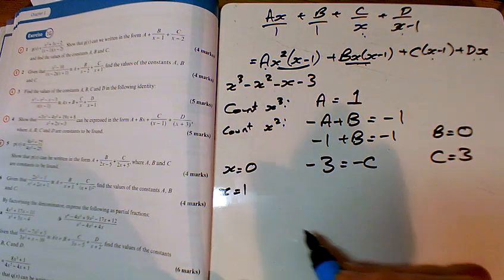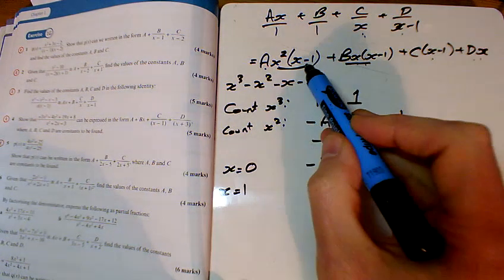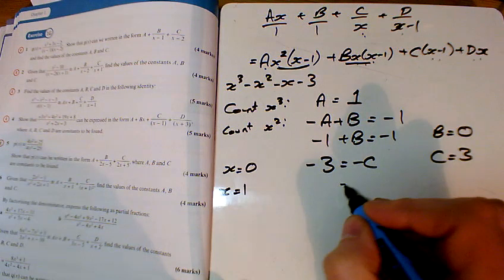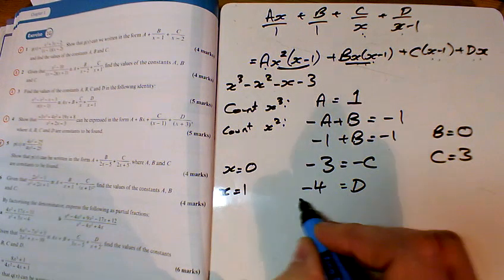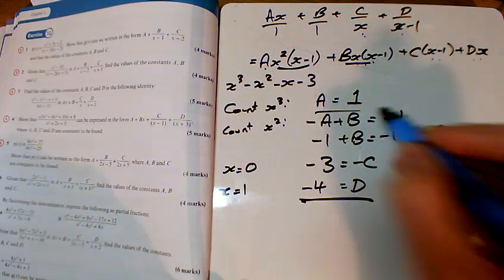And finally, let x is equal to 1, because that will make each of these 0. And so we just get a d on one side. Putting a 1 over there, we get minus 4. So here's all the answers there.